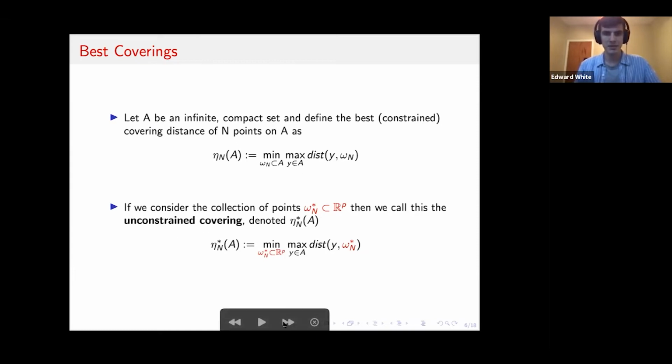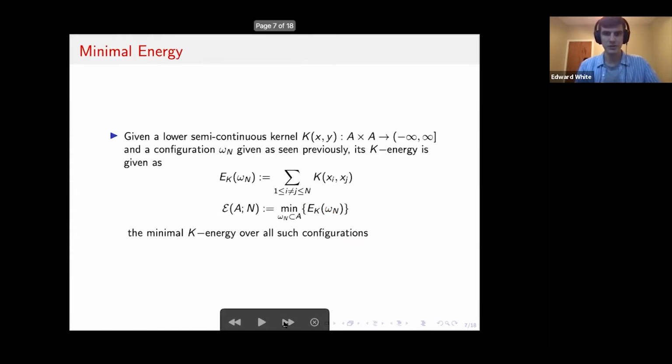Now, best packing and best covering are specific cases of a more general definition, which is that of minimal energy and polarization. So minimal energy is presented as: given a lower semi-continuous kernel from A cross A to minus infinity up to infinity inclusive, and then given a configuration omega n, similar to how we've previously defined, its K energy is given as we take the pairwise sum over all kernels calculated from any two distinct points, xi and xj, and then whatever minimum energy is obtained over configurations omega n, we define that to be the minimal K energy.